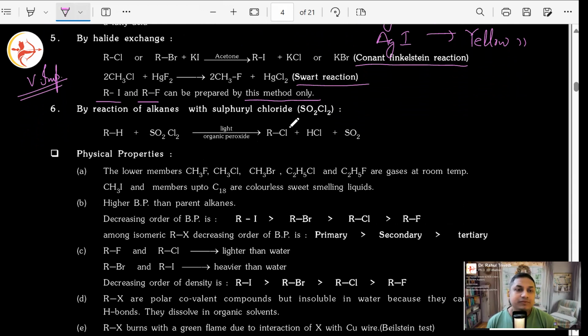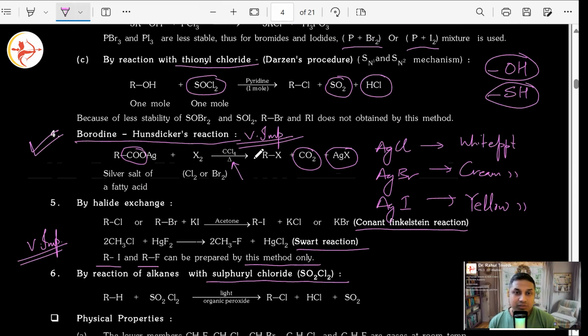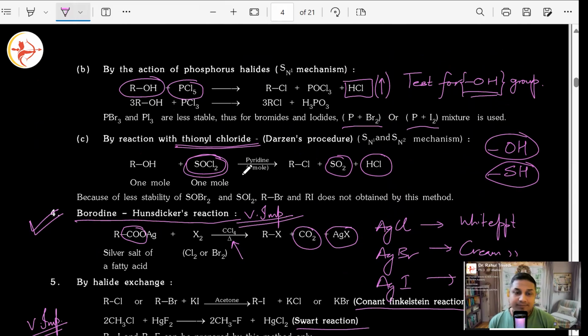Okay, fine. Now, the reaction of alkanes with sulfuryl chloride. Sorry, thionyl chloride, I hope you remember, SOCl2, correct? If it is SO2Cl2, it is called sulfuryl chloride, not thionyl chloride. Don't get confused. Here the whole sulfur name is coming because SO2, sulfur dioxide, is present. So SO2Cl2 becomes sulfuryl chloride. Please do not get confused. And let me show you once again: thionyl chloride, SOCl2. Clear?